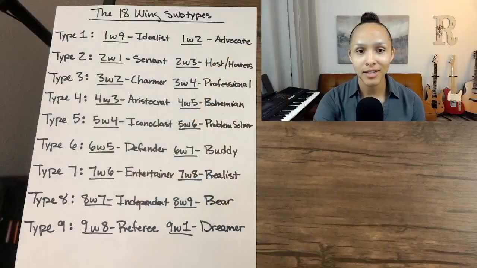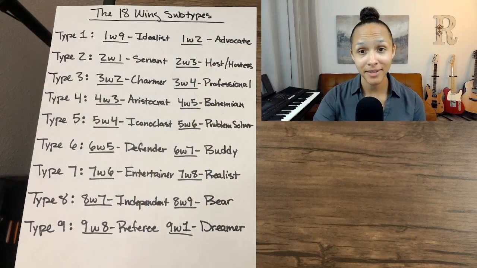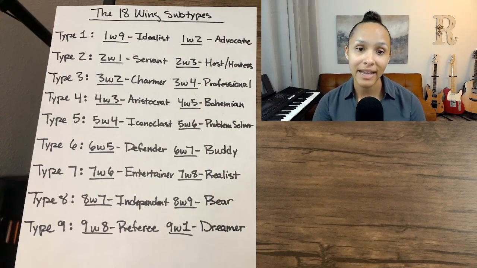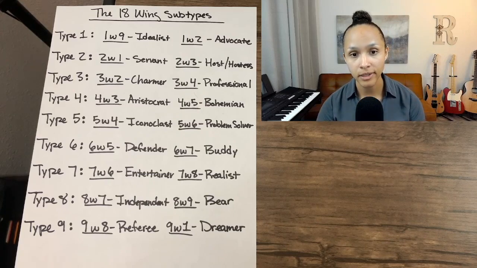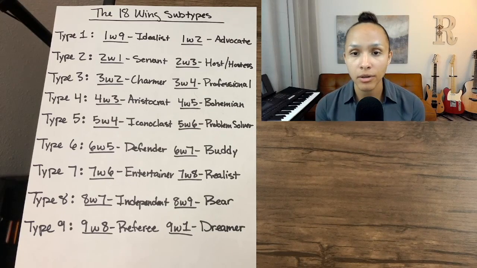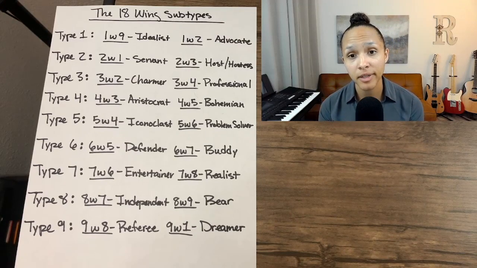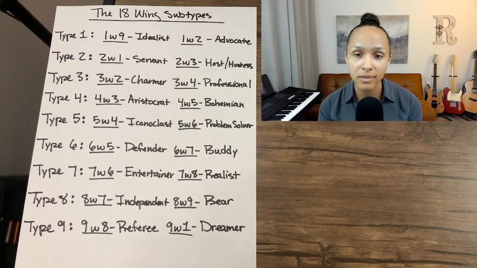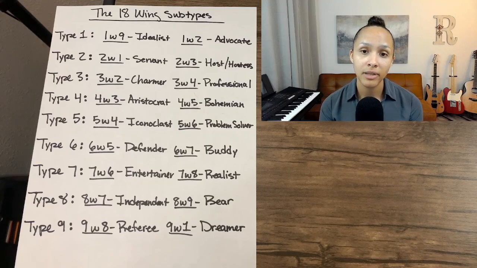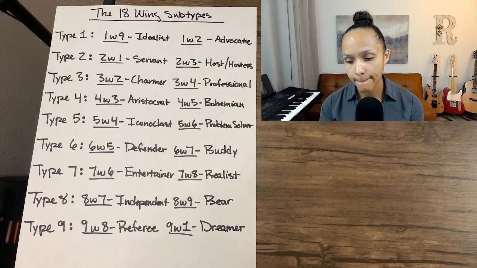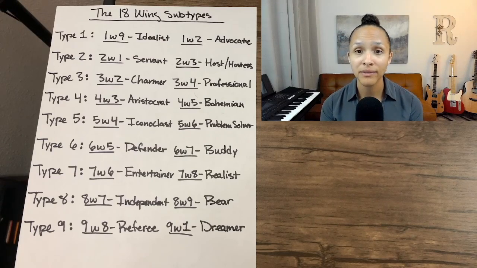So, yeah. All right, on to type 9. 9 with an 8 wing is called the referee. Then 9 with a 1 wing is called the dreamer. And the overall umbrella of type 9 is the peacemaker. So this is conflict avoidant, going to sleep to the self in order to keep the peace, not wanting to create waves outside of themselves or inside themselves.